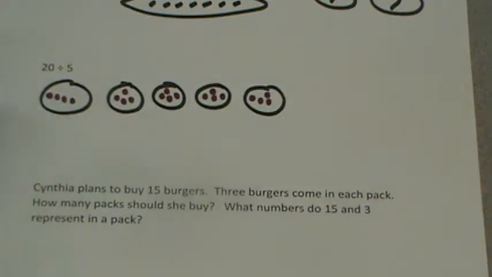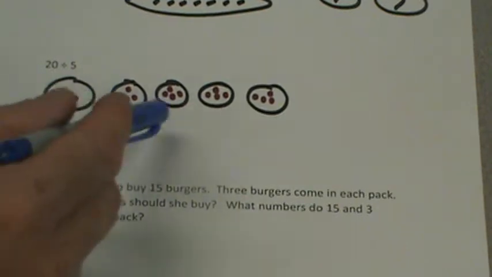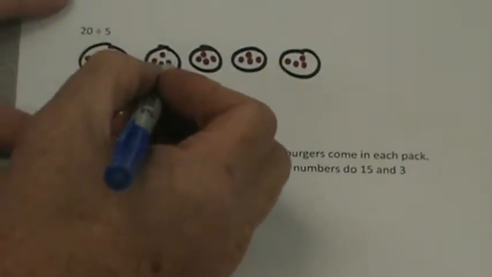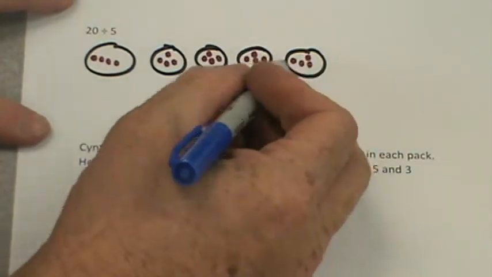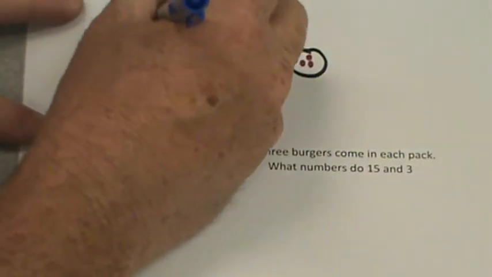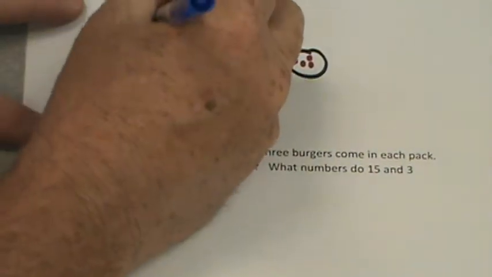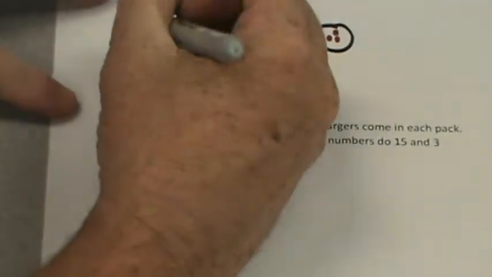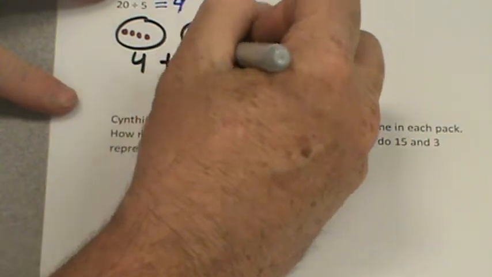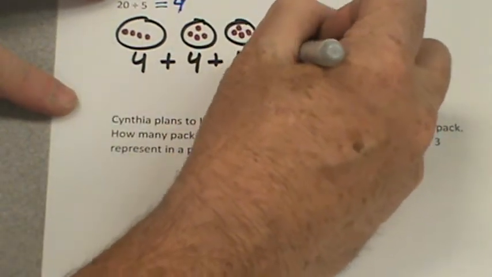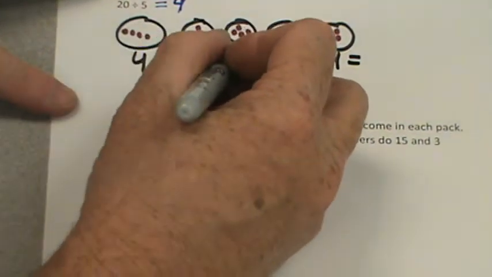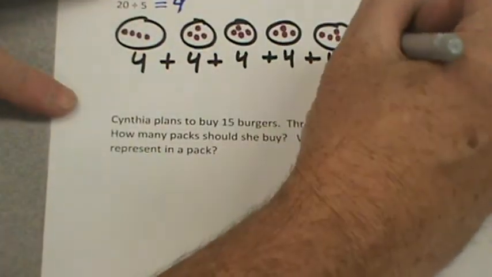So what's our answer? Well, 20 divided by 5, how many are in there? 1, 2, 3, 4. There's 4 in there. And we could even skip count if we'd like. Why not? We could do 4 plus 4 plus 4 plus 4 plus 4 equals what? 4, 8, 12, 16, 20.